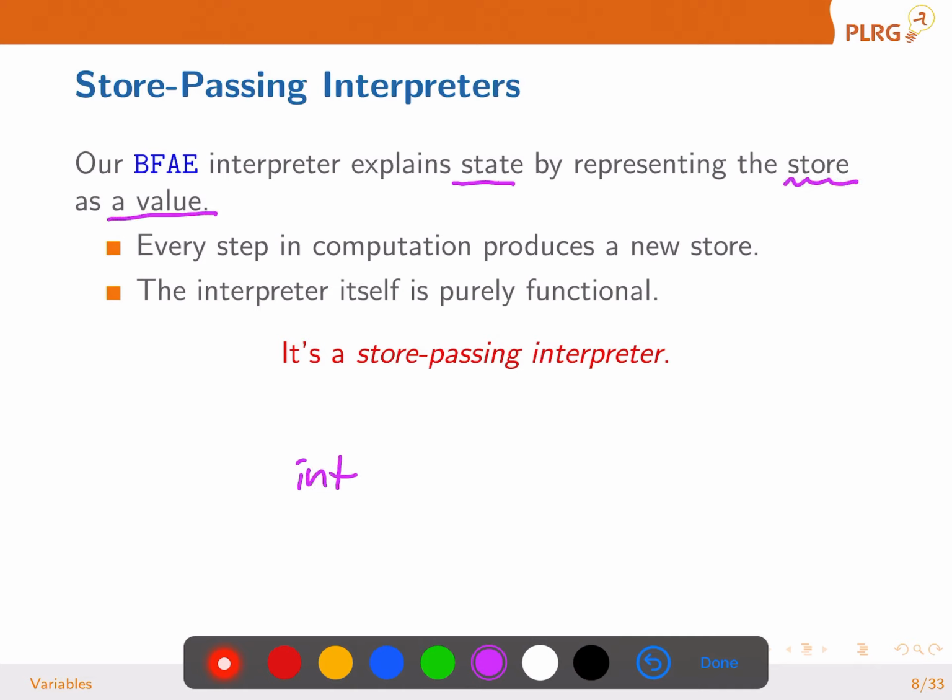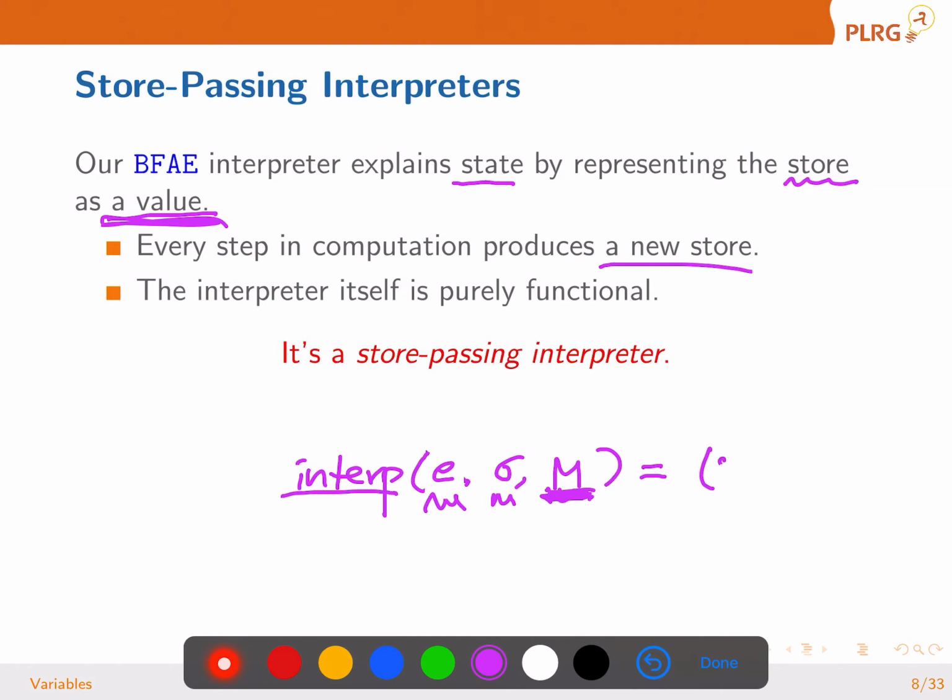Then our BFAE interpreter explains state by representing the store as a value, right? This inter function took three arguments: expression, environment, and a store, meaning the store is a value. Just like an expression and an environment, store is a value. The third argument value of this inter function. So every step in computation produces a new store, meaning the result of calling this inter function is a pair of V and another store. So it's a new store.